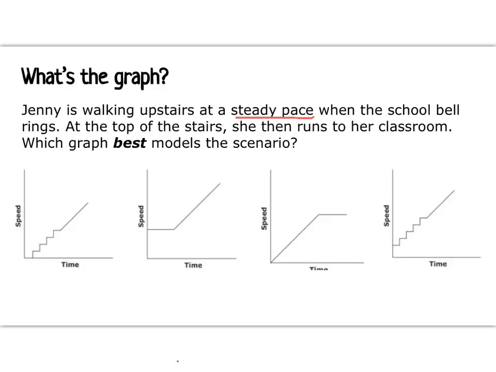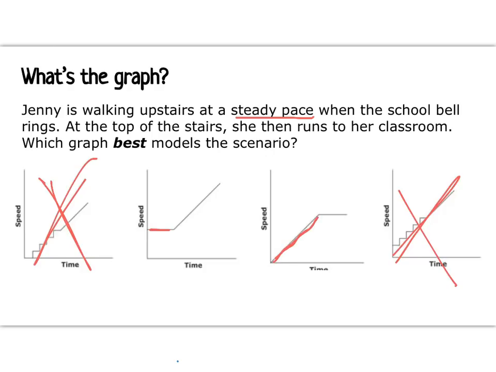So when I look at the first and fourth graph, it's trying to trick us because it's making it look like stairs. That is not what walking at a steady pace looks like, that up and down. So that is out. When I look at the middle two, I notice that time is my x-axis and speed is my y-axis. So again, even though both are straight lines, we said if you're walking at a steady pace, it should be a straight line.